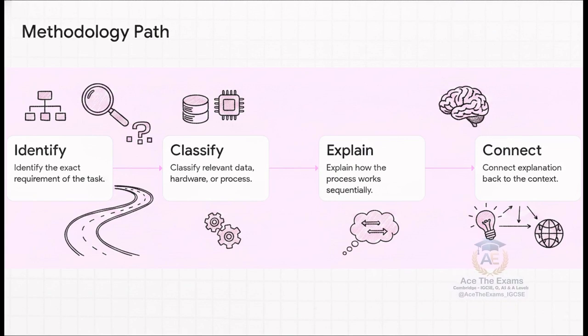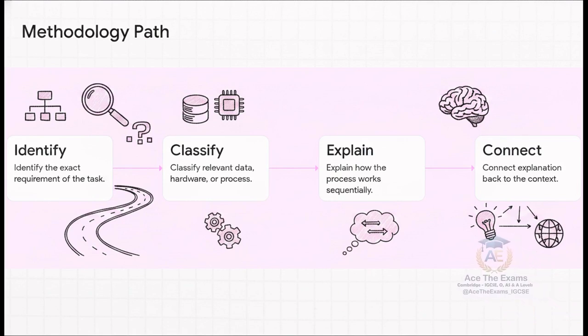Step 2, classify the relevant data, hardware, or process. This is your evidence. Bring in the specific terms like bits per pixel for color depth. Step 3, explain how the process works in a clear logical sequence. This is your explanation. Walk the examiner through it step by step so someone else could easily follow your logic. And finally, step 4, connect the explanation back to the context. This is your link. Tie it right back to the scenario given in the prompt.